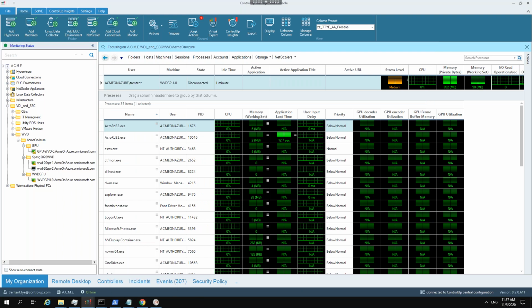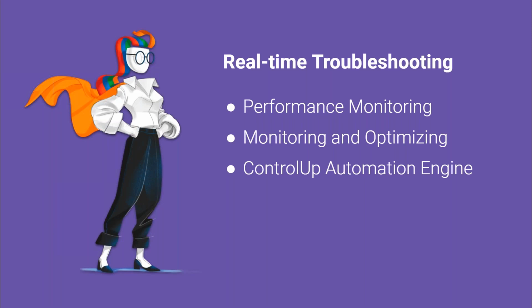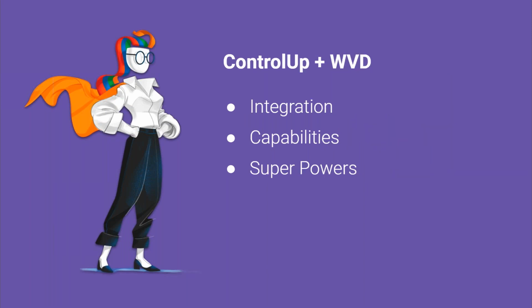Okay, so let's go back. Okay, so that's performance and monitoring, and that's monitoring and optimizing environments in WVD. So let's talk more in-depth about what ControlUp and WVD can do. So we're going to talk about how we integrate into WVD. I'm going to hand it off to Esther, and she's going to talk about the capabilities that ControlUp can offer for you in your WVD environment.